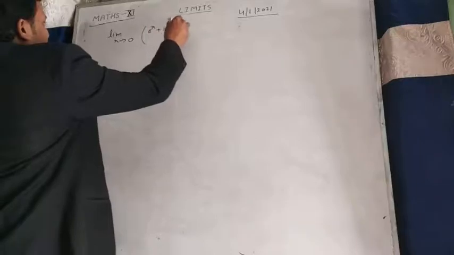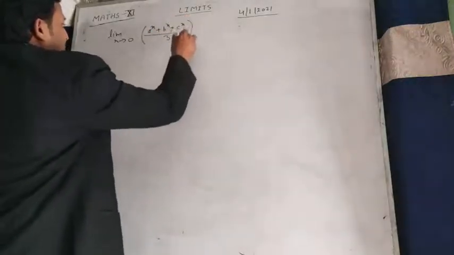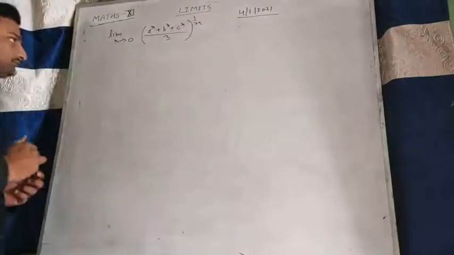Our next question is: limit x tends to 0 of ((a^x + b^x + c^x)/3)^(1/x). Okay students, this is our next question.